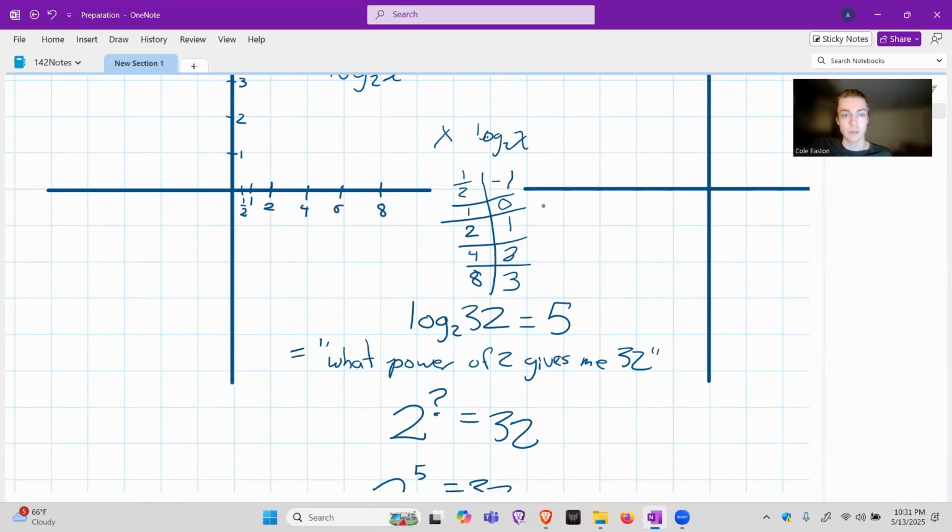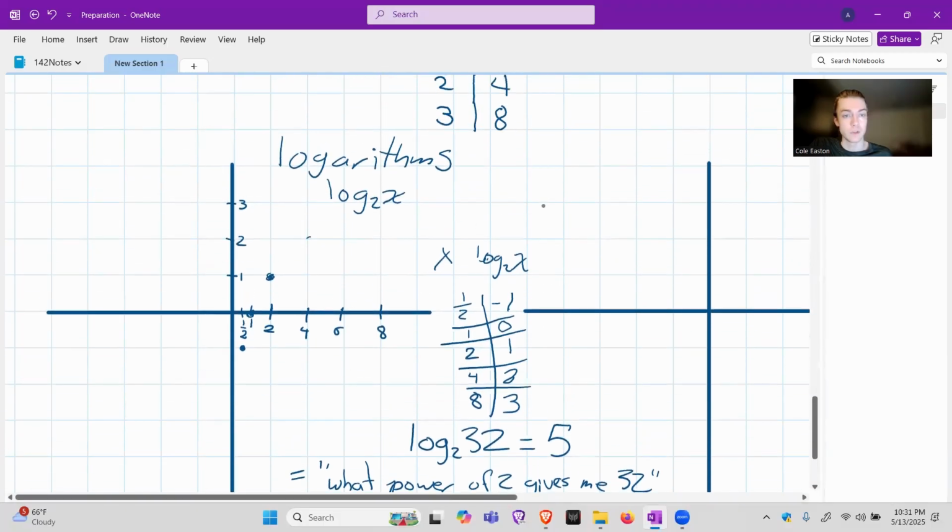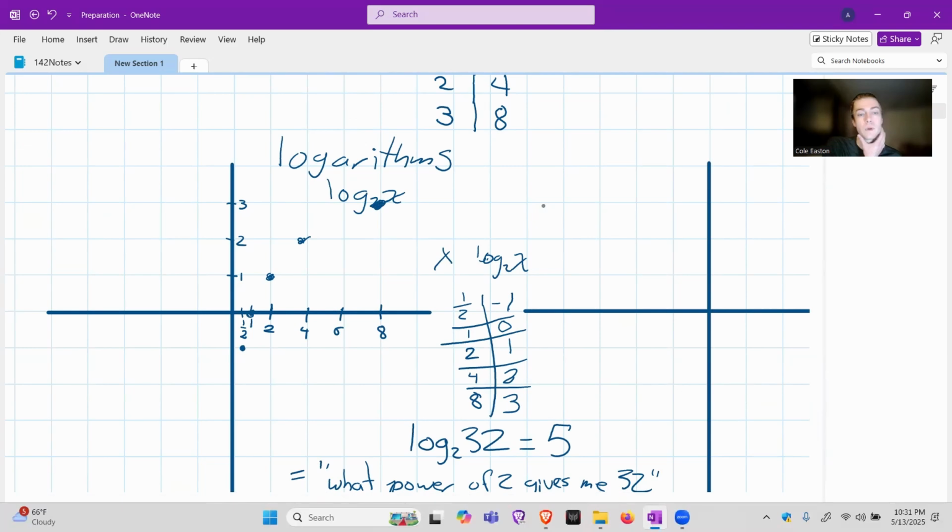So let's graph these. 1/2 is going to give me -1, so that's a point here. 1 is going to give me 0. 2 is going to give me 1. 4 is going to give me 2. And 8 is going to give me a point up here, though it's kind of overlapping my writing. And let's try to add one more point, actually.